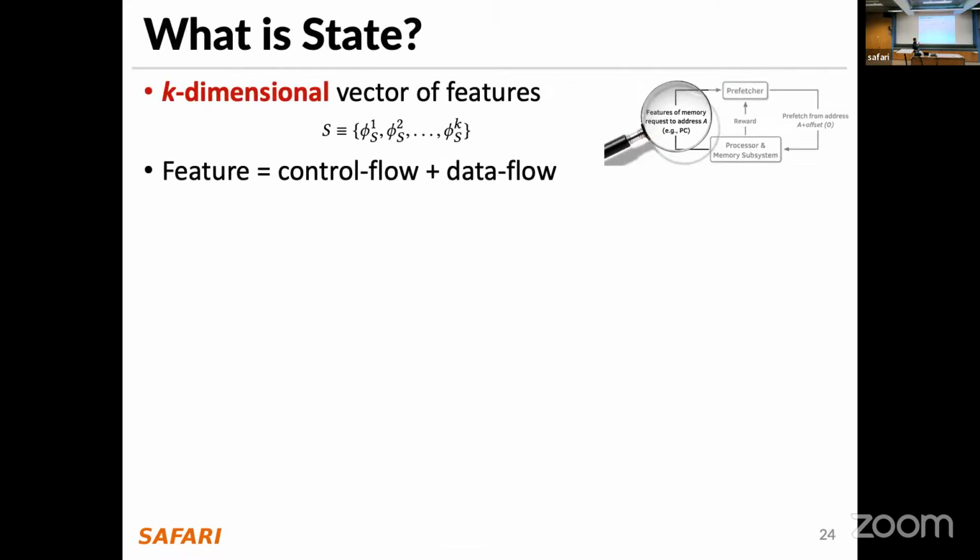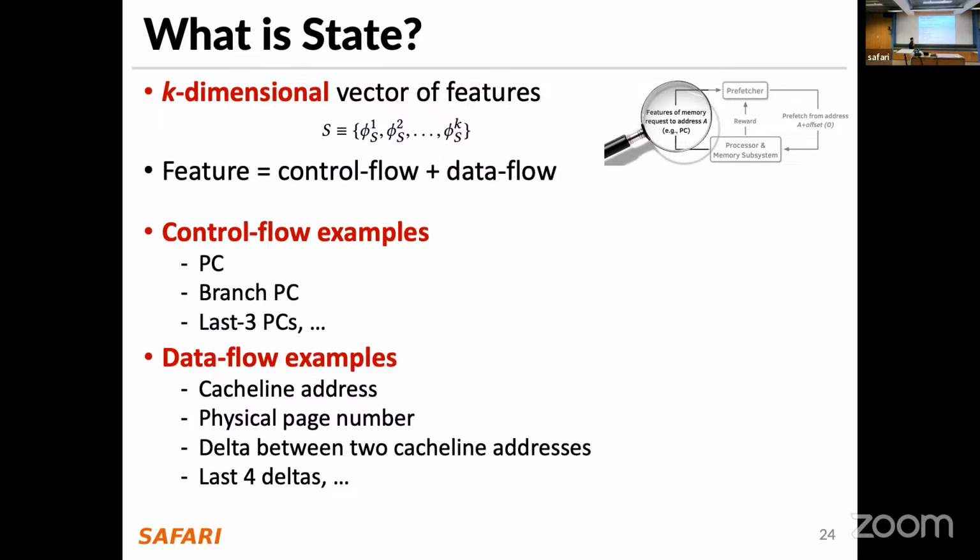So what do we mean by state? State is essentially a k-dimensional vector of features. Features are further composed of control flow information and data flow information. Control flow information you can think of as, let's say, the program counter value, or what are the branches that you have executed beforehand. Basically the path of execution that you're seeing, or let's say the last three branch PCs. I have seen that branch, and then I have taken that if case, I have taken that else, I have taken that if again. So that gives you a path of the program where it's actually executing. That's what we are calling the control flow information.